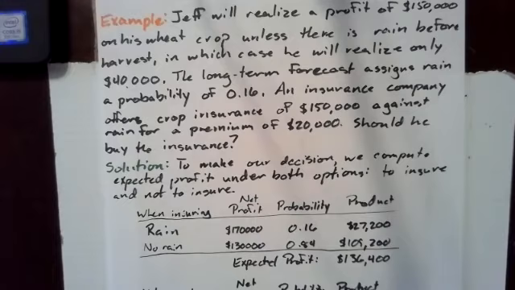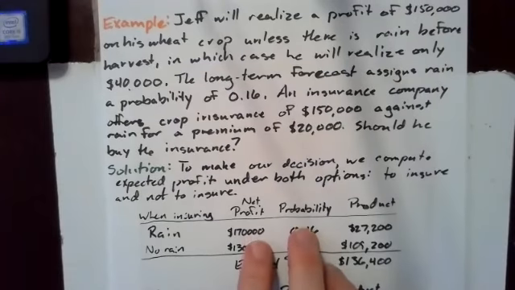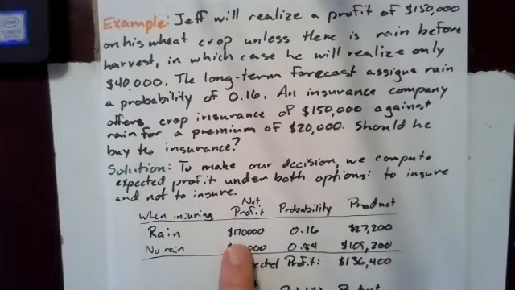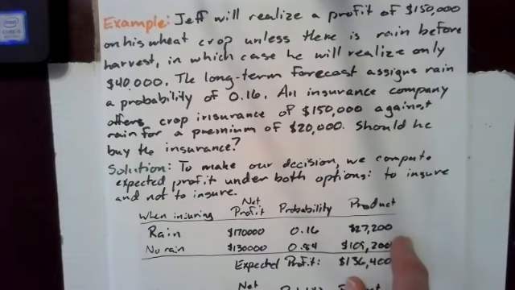So to make our decision, we compute expected profit under both options, to insure and not to insure. So when insuring, in the case of rain, his net profit is $170,000. That's the $40,000 he would make selling the wheat, plus the $150,000 he got from the insurance company, minus $20,000 for the cost of the insurance. We multiply that by the probability and get $27,200 as the product.